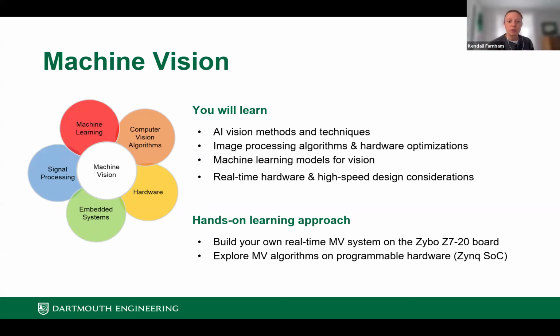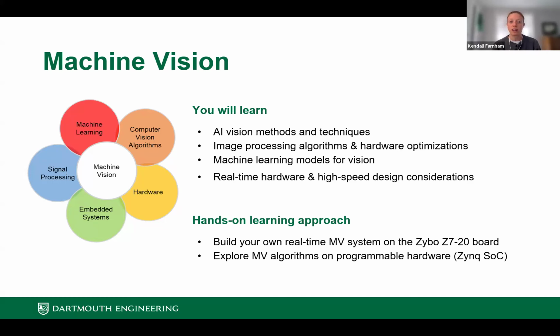More specifically, we're going to be learning about AI vision methods and techniques, 2D and 3D image processing algorithms for stereo vision, as well as hardware optimizations when you actually perform these algorithms on hardware, as opposed to doing it in software where things are performed sequentially. We're also going to be looking at machine learning models specifically for vision and the real-time hardware and high-speed design considerations that go into these machine vision systems.